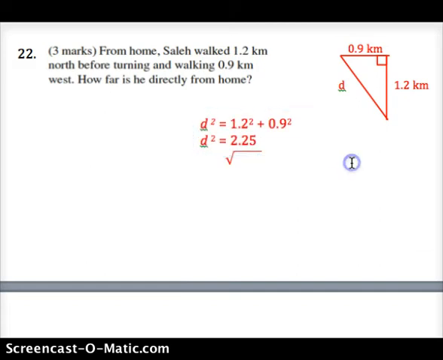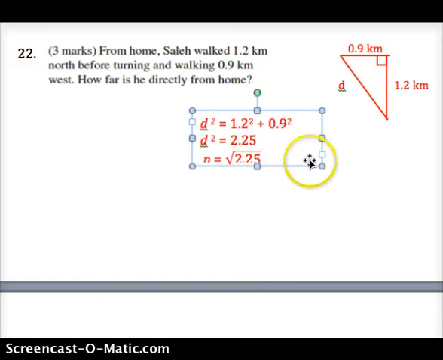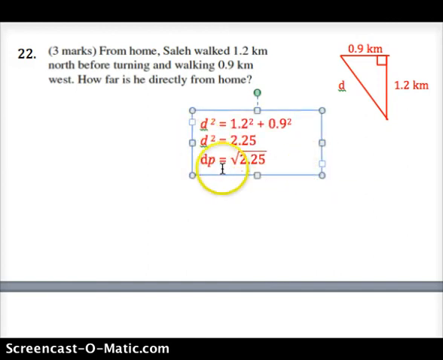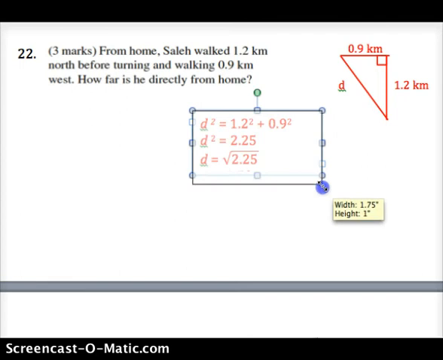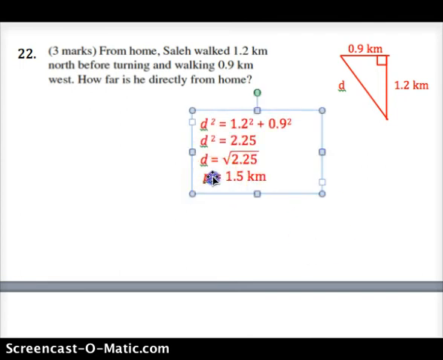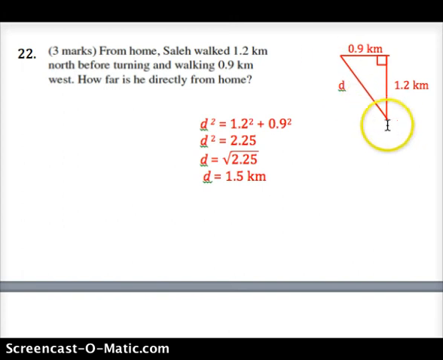So you can do 1.2 squared plus 0.9 squared on your calculator, and you'll get 2.25. So remember, we're trying to work out D. So that's what D squared is, 2.25. So D will be the square root of 2.25. And when you work that out on your calculator, you'll end up with D is 1.5 kilometers. So Saleh started here, he went north, and then he went west, ended up there. The distance he now is from home, this distance here, the hypotenuse, is 1.5 kilometers.